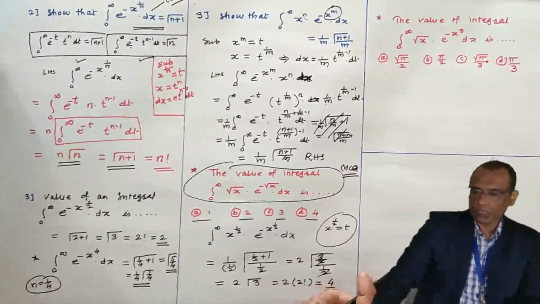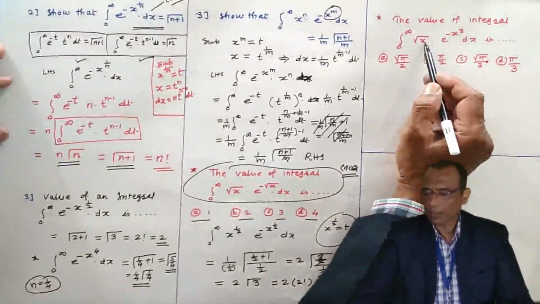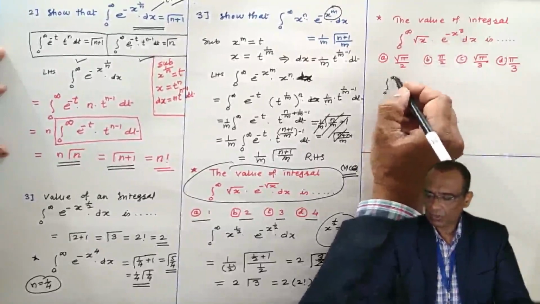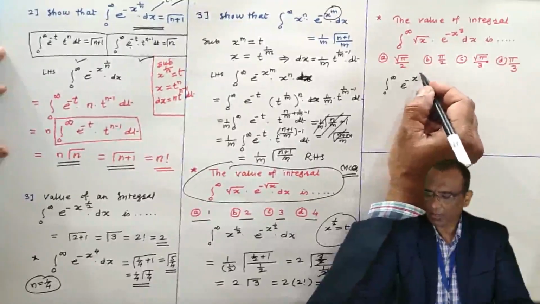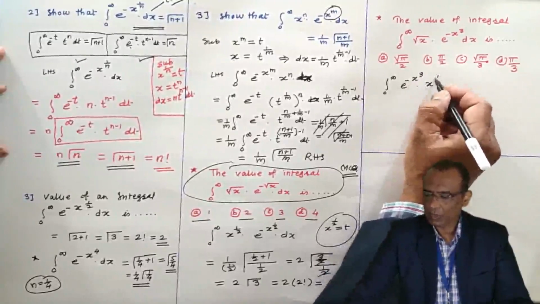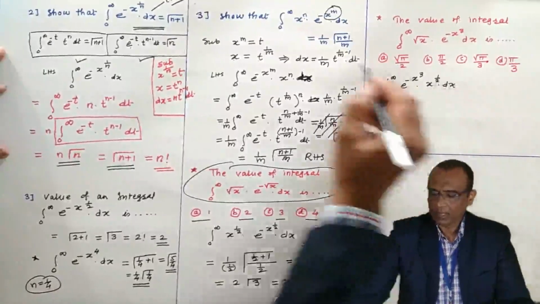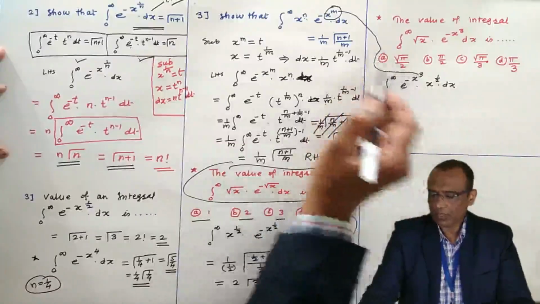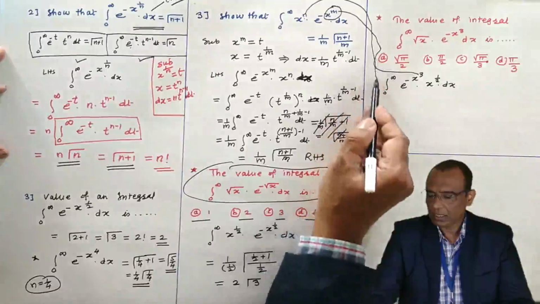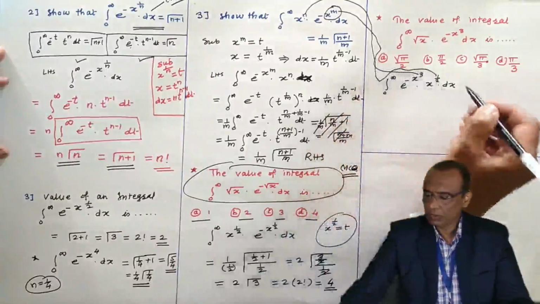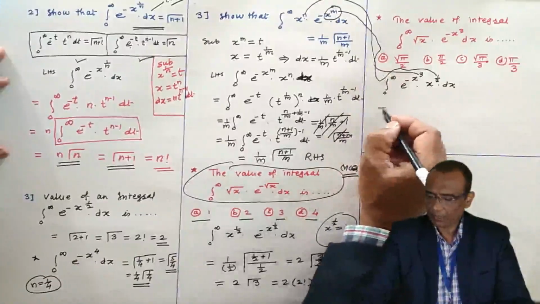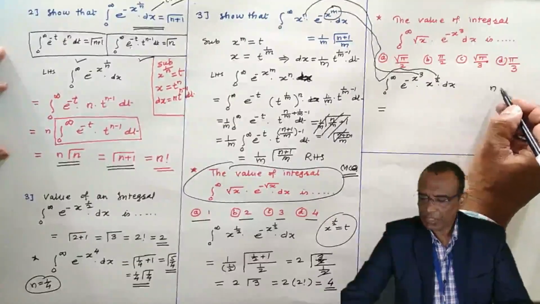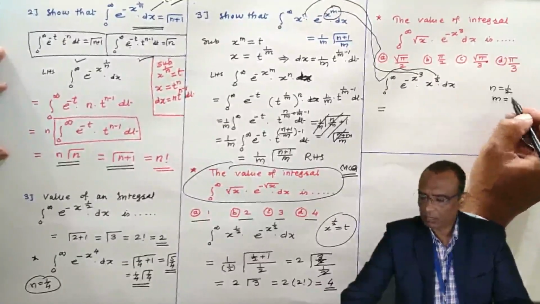The same problem we are going to discuss. The value of the integral of root of x e to the power minus x to the power 3. Now this integral I want is 0 to infinity e power minus x power 3 and x power 1 by 2 is there. If you look at it, this m is 3 and this n is 1 by 2. If you use this formula directly, here n is 1 by 2 and m is 3.